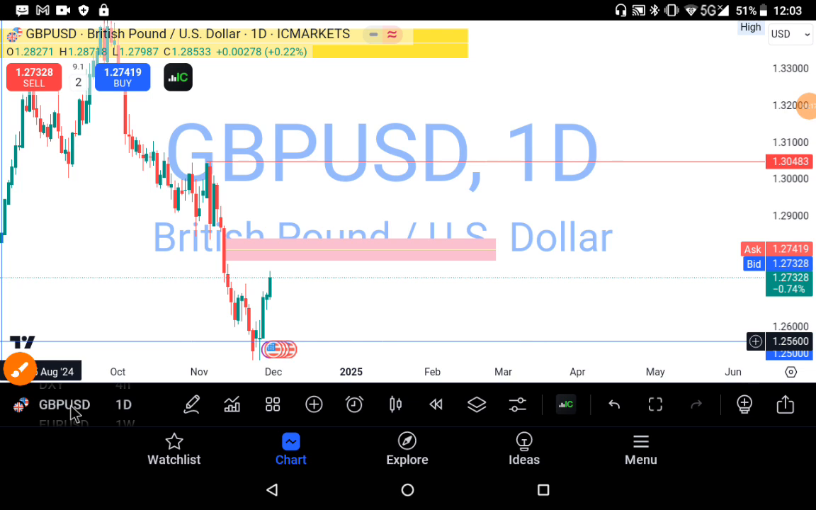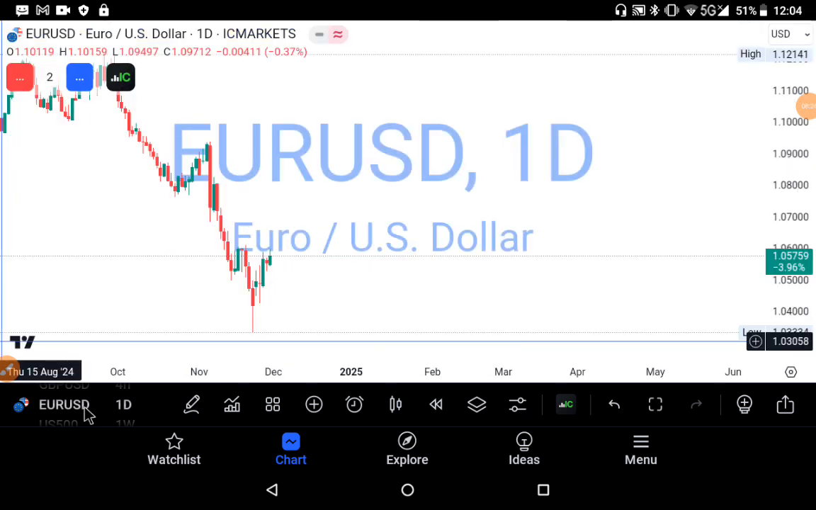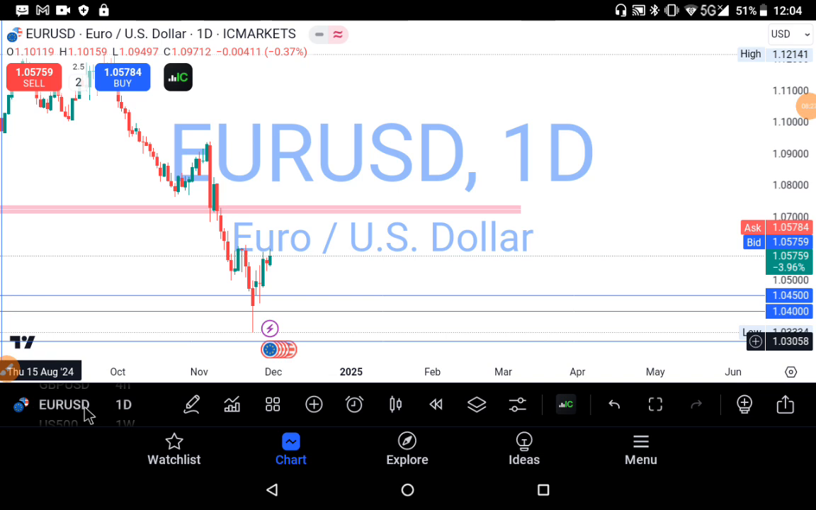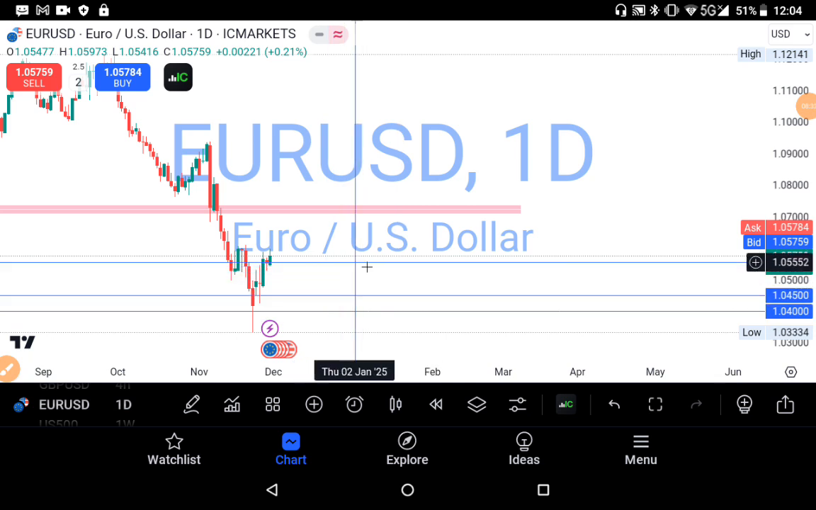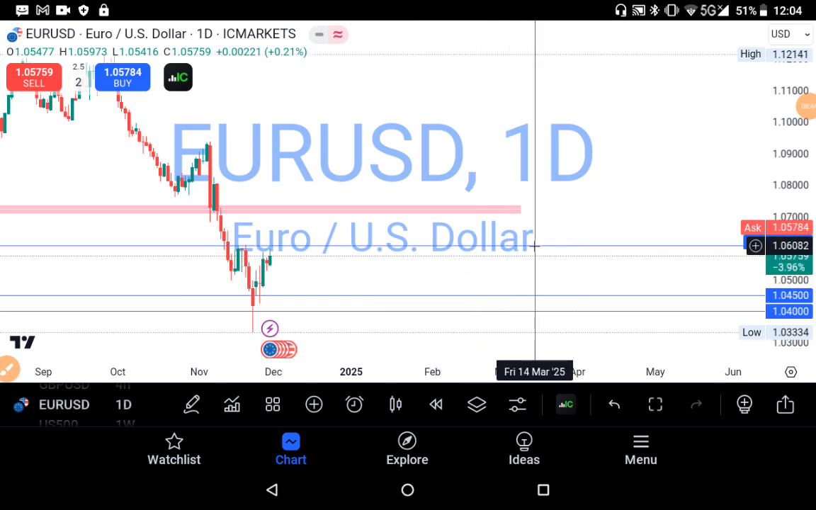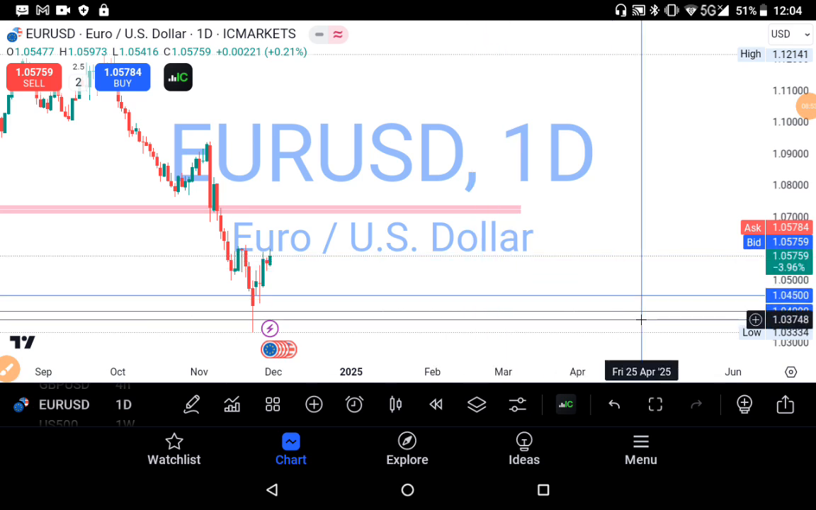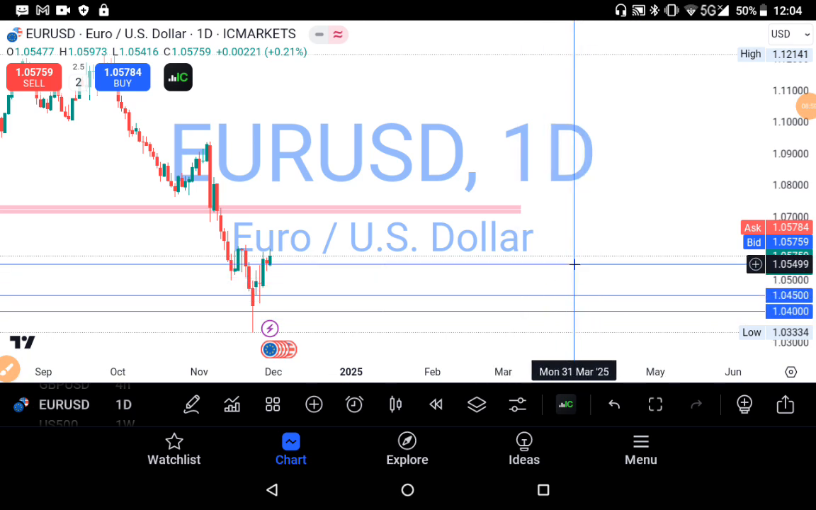Then let's move into our Euro USD because I don't want it to be lengthy. Euro USD had 1.05000 to be taken. 1.05000 has been taken because I was expecting 1.03000 to hold the price for long, to serve as a support. So the market price was able to retrace into 1.05000, and 1.05000 has been taken.